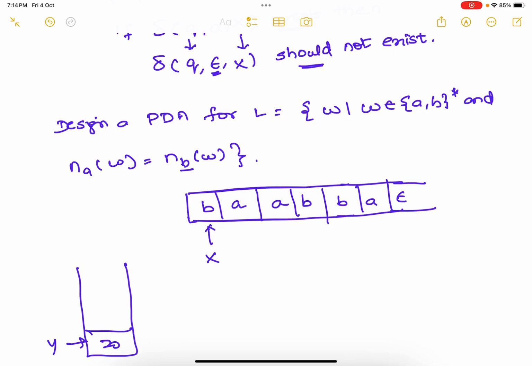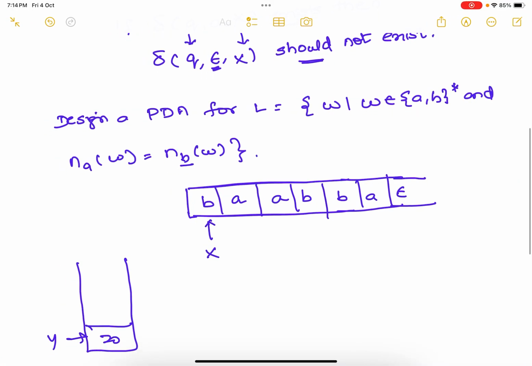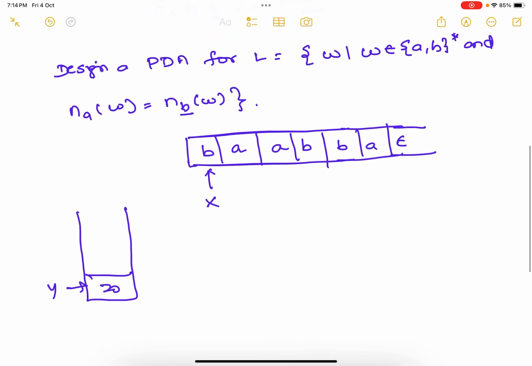The count of A and B should be the same in the string, but it can come in any order, just like this example, B, A, B, B, A, A. Totally there are 3 B's and 3 A's. So we can take this as our example. The algorithm we can follow is, for every B we have to count an A and for every A we have to count a B.